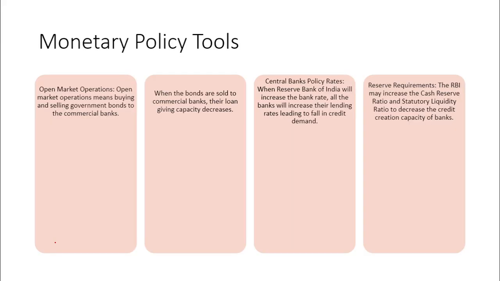Now let us look at the various monetary policy tools. Let us discuss the various monetary policy tools which a country has, which it can use to control the amount of credit in the economy. First and foremost, the popular monetary policy tool is open market operations. What is the meaning of open market operations? It means buying and selling government bonds to commercial banks. So either we are buying or we are selling the government bonds to the commercial banks.